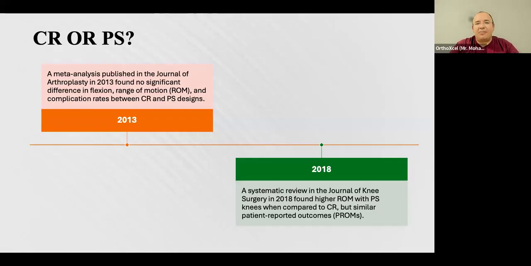So shall I use a CR or a PS? A good question, which has been answered many times in many systematic reviews and meta-analyses, and both came to say there is no major difference, though there was a finding in 2018 that the PS has a better range of motion, which is very strange. Though at the end of the day, the results, the satisfaction from the knee, and the problems are the same between CR and PS.